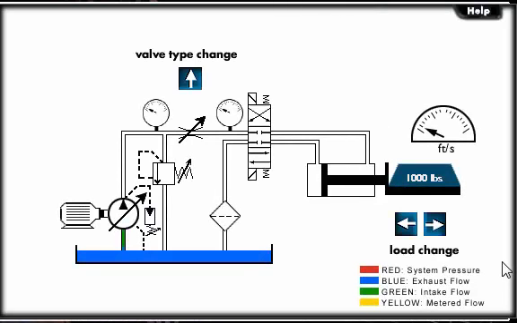In this learning lab, you will see how the throttling valve differs from the pressure-compensated flow valve. Choose the different weights and valves to see how the speed of the cylinder changes.